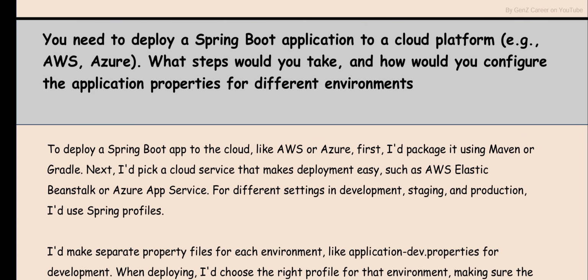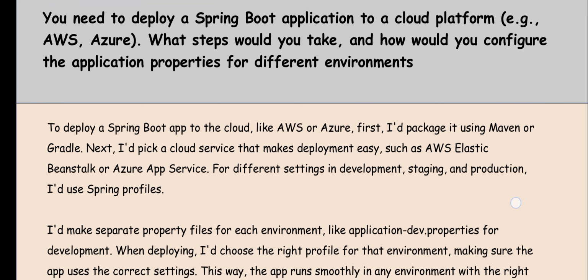You need to deploy a Spring Boot application to a cloud platform, for example AWS or Azure. What steps would you take and how would you configure the application properties for different environments?